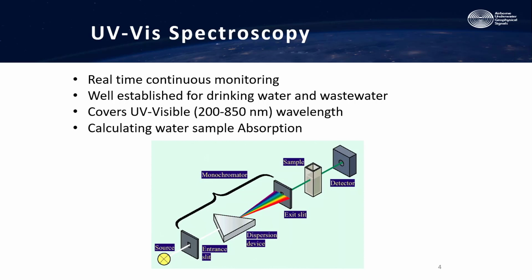Here we briefly describe our AUG Signals spectral system setup. The optical light source covers both the UV and visible range, which is 200 to 850 nanometers. The light enters a monochromator and gets dispersed, then travels through the water sample and is eventually detected by the spectrometer at the end. In this setup, we are calculating the water sample absorption by comparing to a reference water.